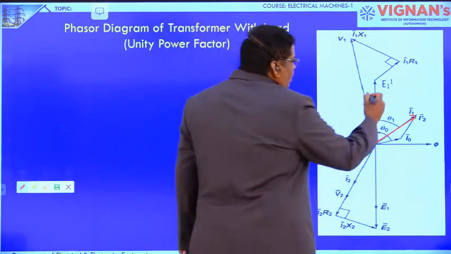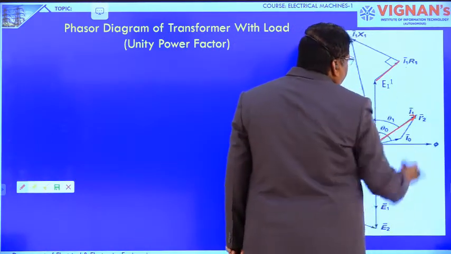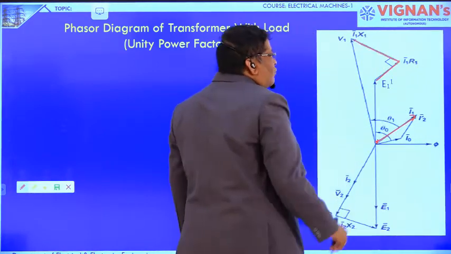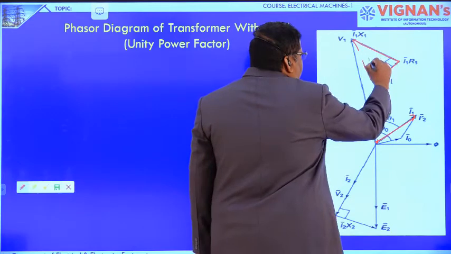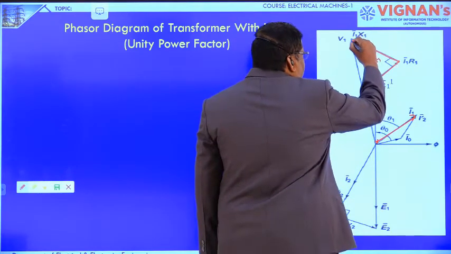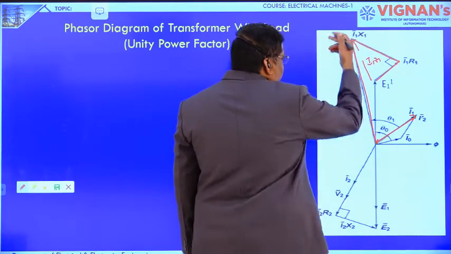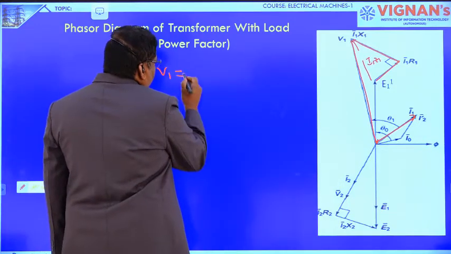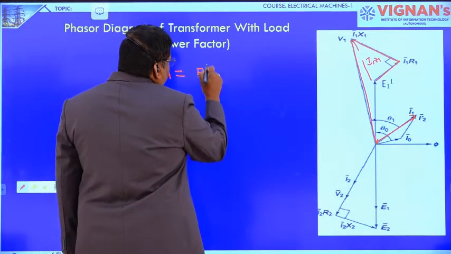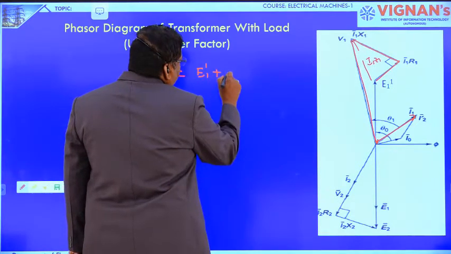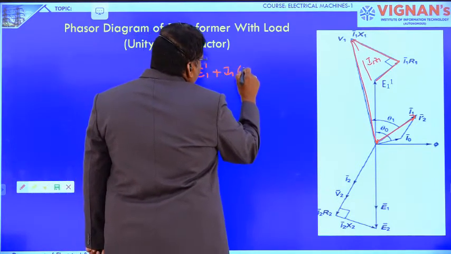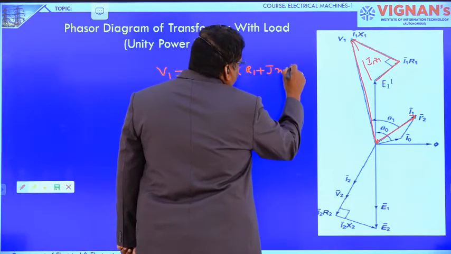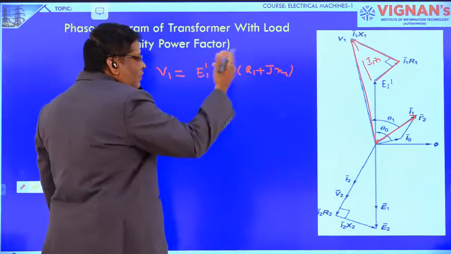Once you know the I1, then you can draw the I1 R1. Perpendicular to it, you have to draw the jI1 X1. Now this is the I1 Z1. The phasor sum of these two is nothing but a V1. See here, we can write the voltage equation as V1 equals E1 dash plus I1 into R1 plus jX1. This is the voltage equation for the primary winding.